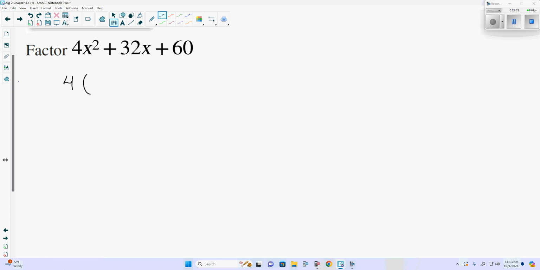And really what we're going to be doing here when we factor the greatest common factor out is we're dividing every term by that amount. So we're going to divide all 3 terms by 4. Our 4x squared divided by 4 is x squared.